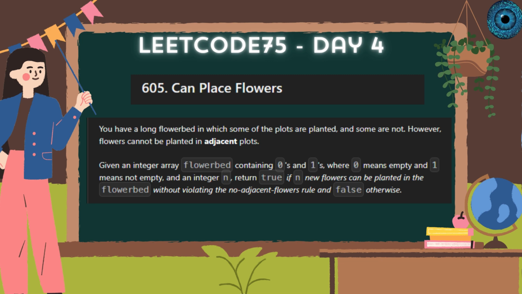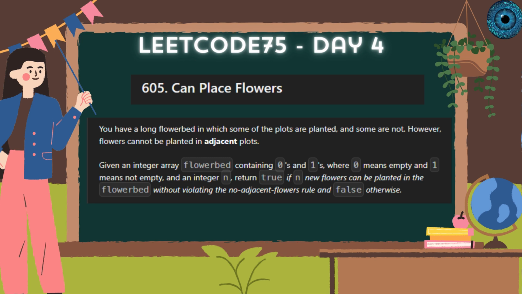Imagine you have a long row of garden plots, some of which already have flowers planted in them while others are empty. Each plot is represented in a list where a 1 indicates a plot with a flower and a 0 indicates an empty plot. Your goal is to determine if you can plant a specific number of new flowers n in the empty plots, following the rule that no two flowers can be adjacent to each other.